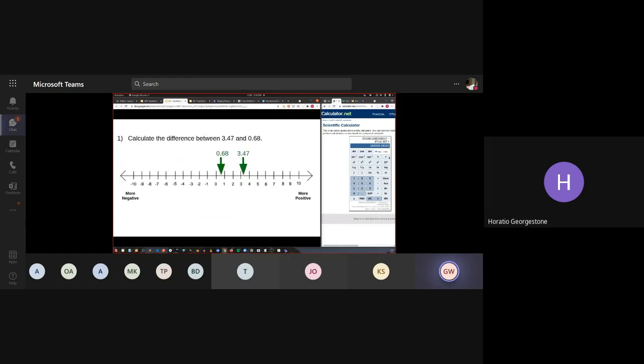Oh yeah, I'm going to do it on the calculator. That's why I put that slide in. Okay, so in this case, 3.47 minus 0.68 will give us 2.79. And then the next one, I'm not actually going to type it in just to save time, but we'll do 42 minus 53. In fact, I will type it in. So 42 minus 53 gives you 95, which is the difference.